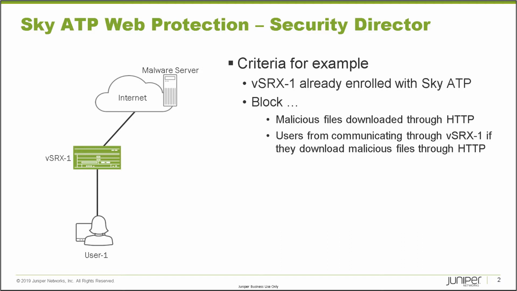We want to block malicious files downloaded through HTTP, and then we want to block users from communicating through VSRX1 if they end up downloading something malicious. So if they download something bad, we're going to stop them from communicating through VSRX1, and then we're going to block that bad thing that they try to download as well. So with that, let's go ahead and jump to Security Director and get this started.